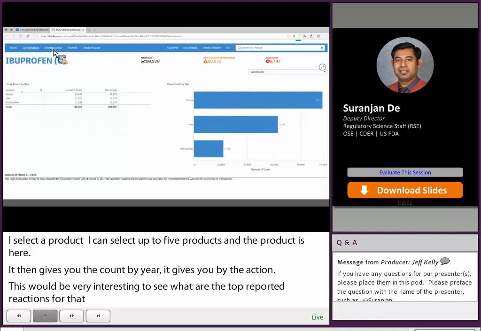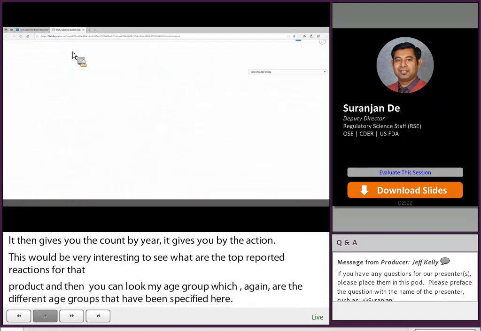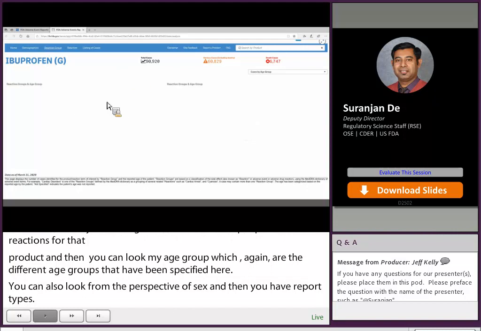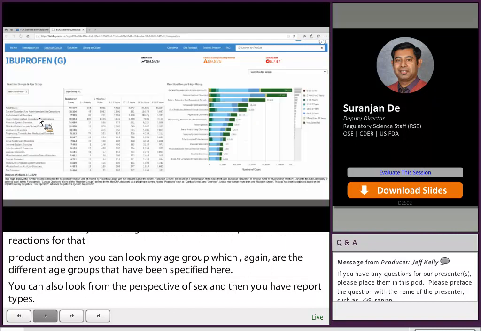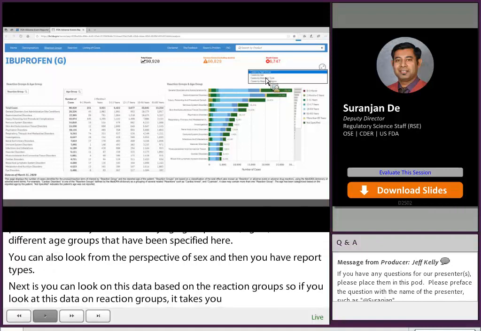Next, you can look at this data based on the reaction groups. So if you look at this data on reaction groups, it then takes you by the SOC, the system organ class, and then you have by different age groups, and then it also stratifies by the sex, the reporter type, and the reporter region.